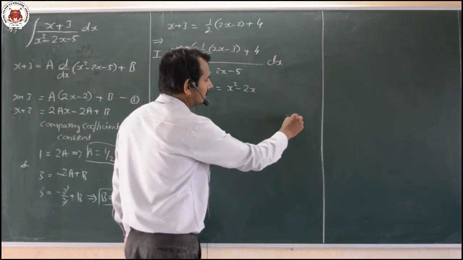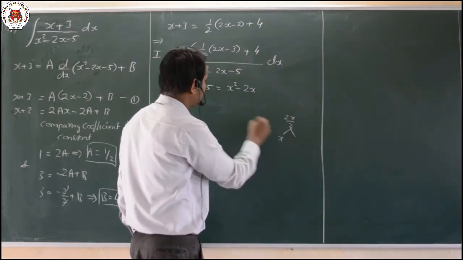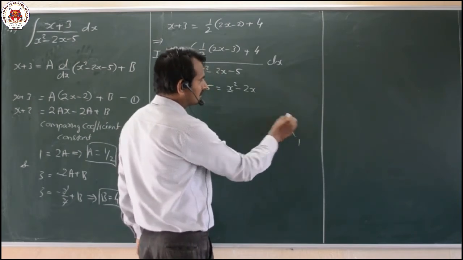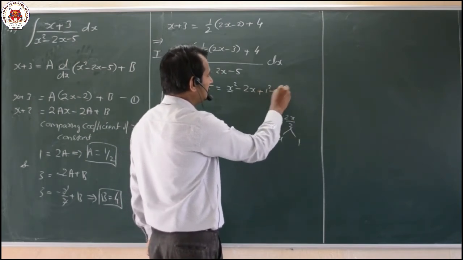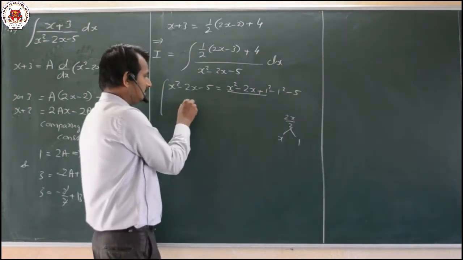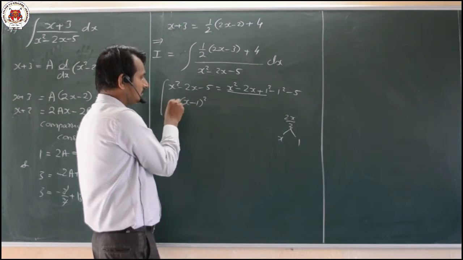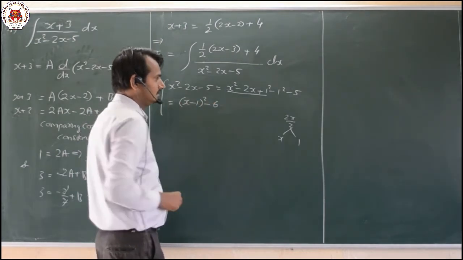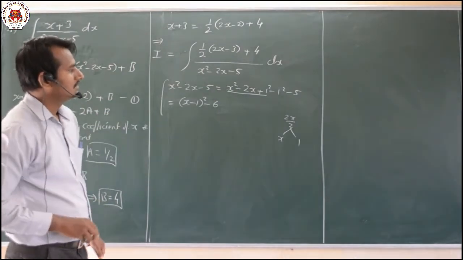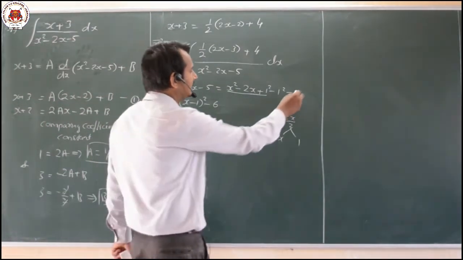Now here 2x divided by 2 means what we get, 1 is x here and another value is 1. x into 1, that is x only, plus 1 square minus 1 square then minus 5. So this underlined portion will be x minus 1 whole square, minus 6 here. This value also I will substitute here.